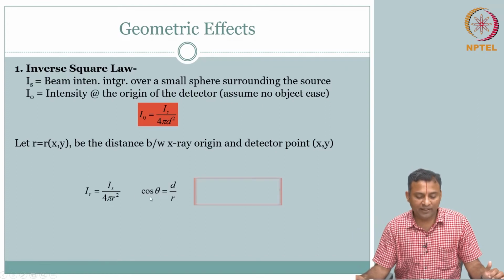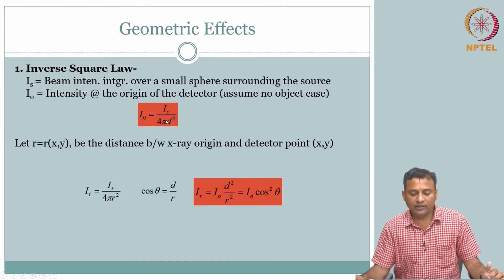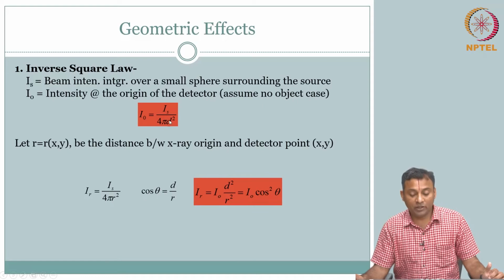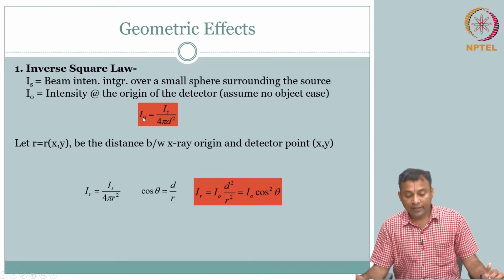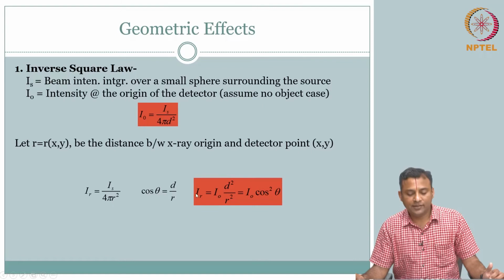Fine, this is fine, but then if you substitute, what happens? IR is equal to I naught. All I am doing is just incorporating it, making it more general, because I know my I naught, that is 4 IS by 4 pi D square. So, I am just writing my IR in terms of I naught using this cos theta. So, what is this saying?